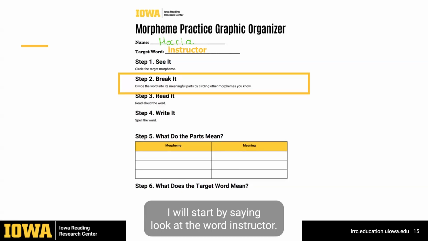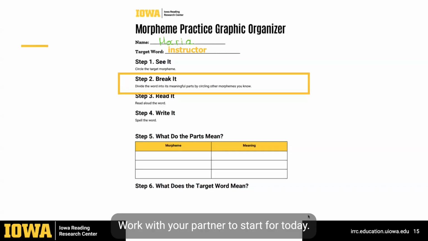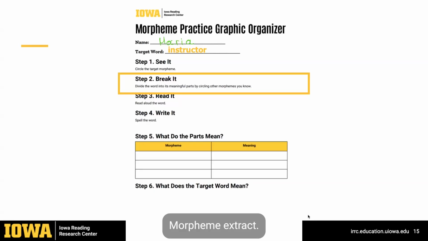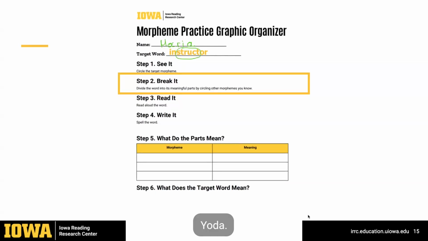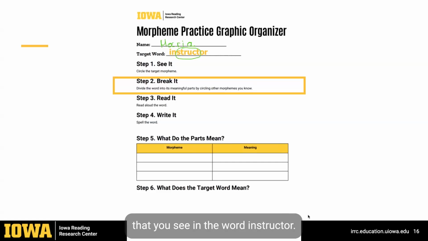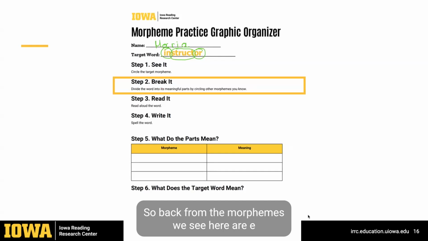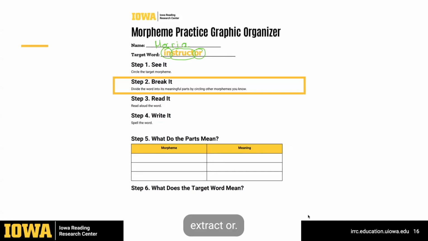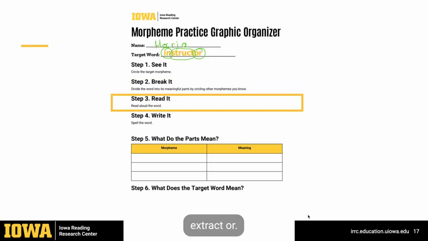I'll start by saying, look at the word instructor. Work with your partner to circle for today the morpheme struct. Are you all done? Great. Let's move to step 2. Work with your partner to circle all the morphemes that you see in the word instructor. Good job, everyone. The morphemes we see here are in, struct, or.